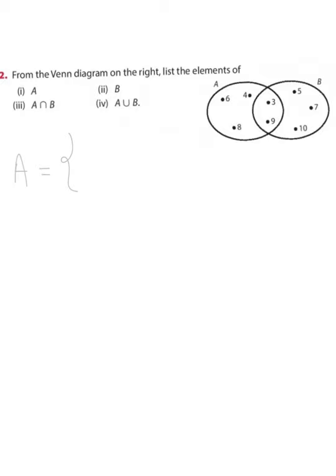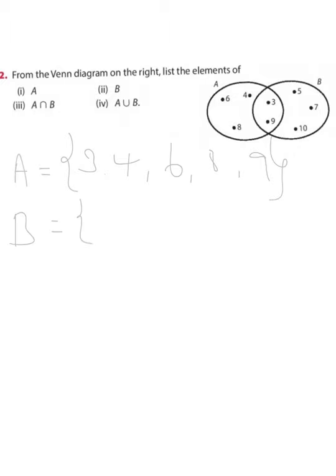Okay, so we try to put it then in order. So in set A then you have 3, 4, 6, 8 and 9. So don't forget the middle part here as well. Okay, so then they want you to list the elements in B.